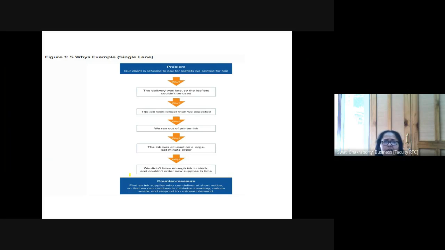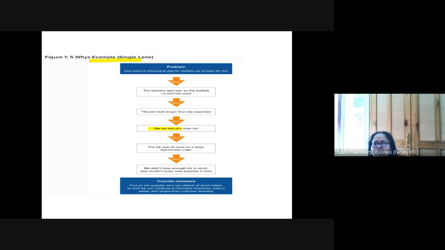Okay, so this is the five whys example. When you have a single lane, one problem: our client is refusing to pay for the leaflets we printed for them. So that's how the question goes. Delivery was late, so the leaflets couldn't be used. Why was the delivery late? Because the job took longer than we expected. And why was it longer?